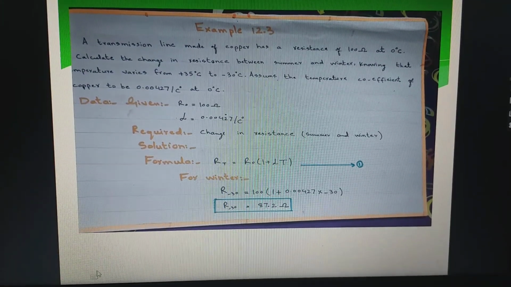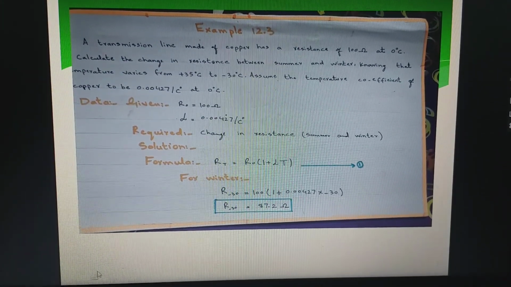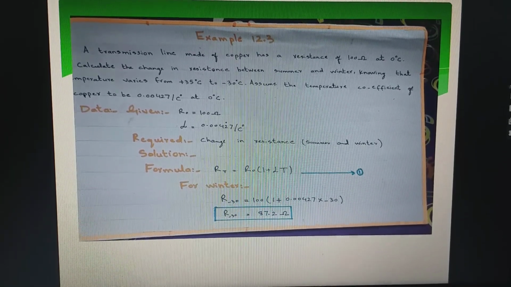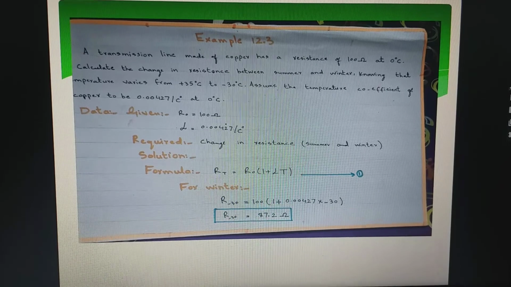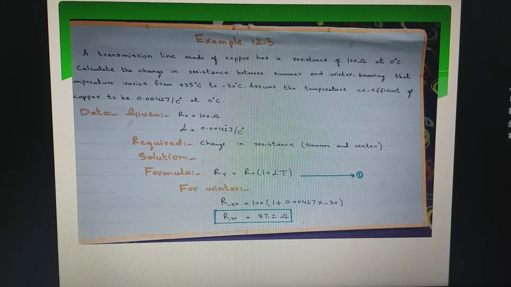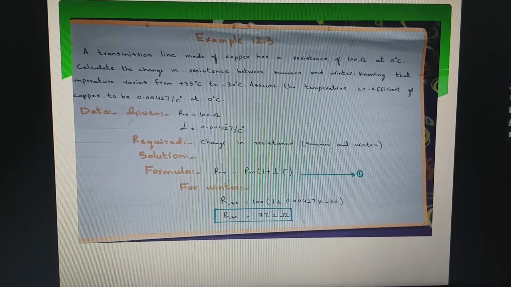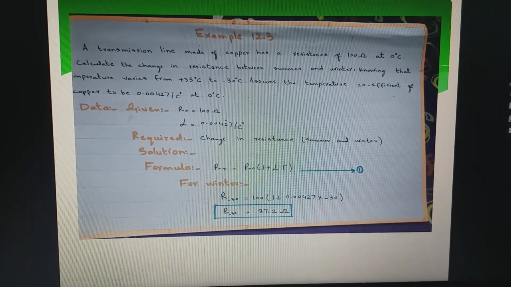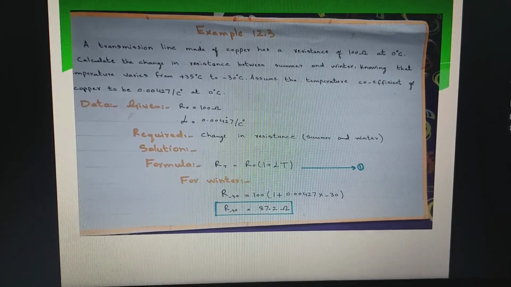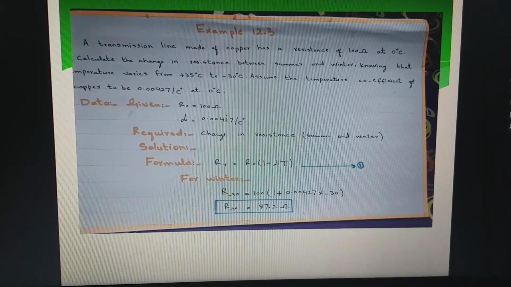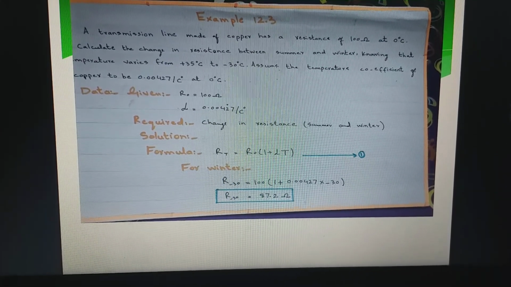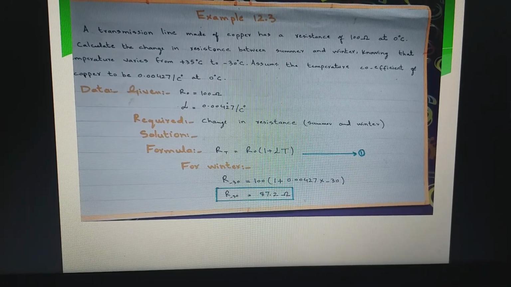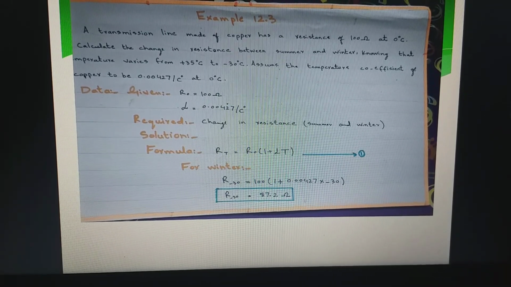Here is a solved example. Example 12.3. A transmission line made of copper has a resistance of 100 ohms at 0 degrees Celsius. Calculate the change in resistance between summer and winter, knowing that temperature varies from 35 degrees Celsius to minus 30 degrees Celsius, assuming the temperature coefficient of copper to be 0.00427 per degree Celsius at 0 degrees Celsius.